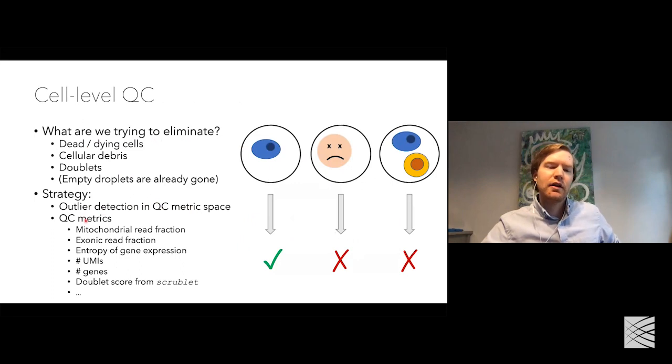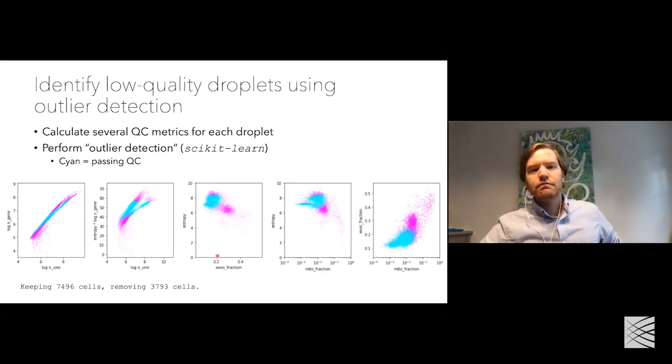The idea is to calculate a bunch of QC metrics, including mitochondrial read fraction, exon read fraction, number of UMIs, number of genes, a doublet score from a tool like Scrublet, and any other metrics you can come up with that you can calculate for every droplet. So for every droplet, you have a bunch of these QC metrics. The idea then is to put together all of these metrics into this QC metric space and perform outlier detection in this space.